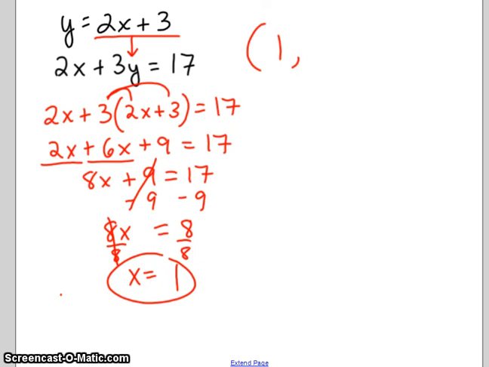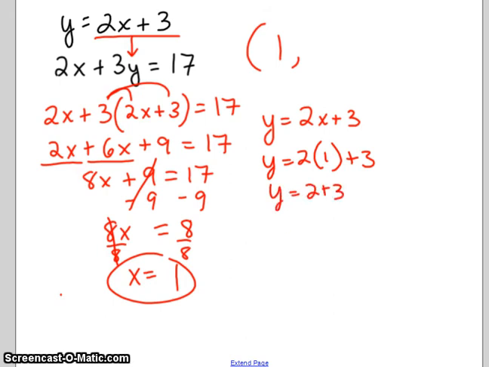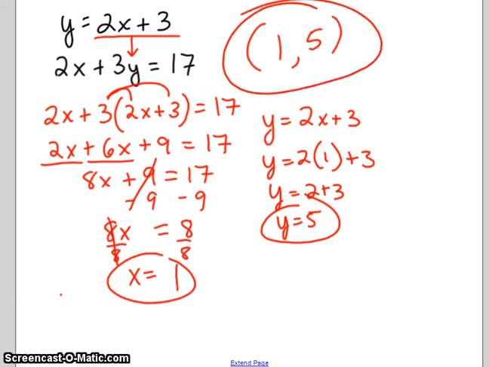Remember, take that value and plug it in for x. So y equals 2x plus 3. We're going to plug in 1 for x. y equals 2 plus 3. y equals 5. There's our answer, 1 comma 5.